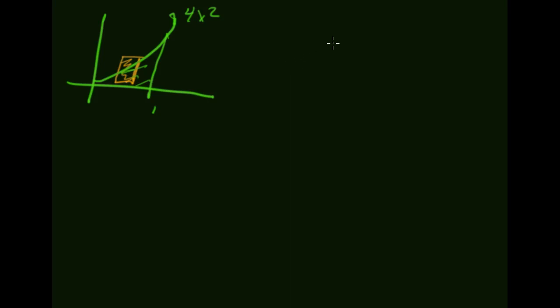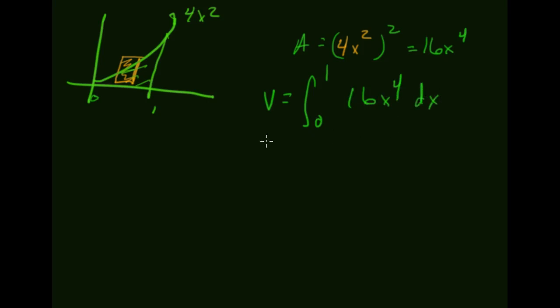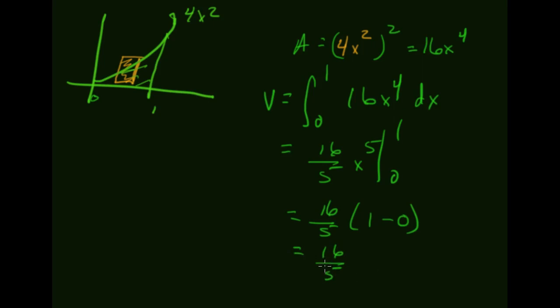So the length of one side of that square is going to be 4x squared. We are going to find the area of each of those squares, so I got to square that. That gives me 16x to the 4th. So the volume is going to be the accumulation of those from 0 to 1 of 16x to the 4th dx. So that's going to be 16 over 5 x to the 5th from 0 to 1, which is 16 over 5 times 1 minus 0, which is just 16 over 5. And that guy is letter D.